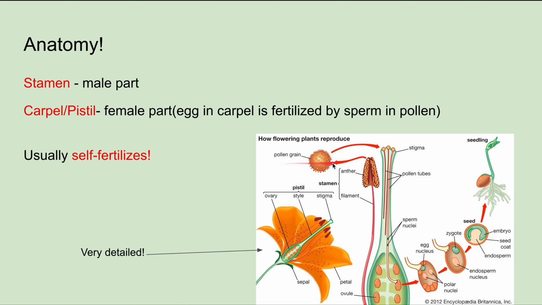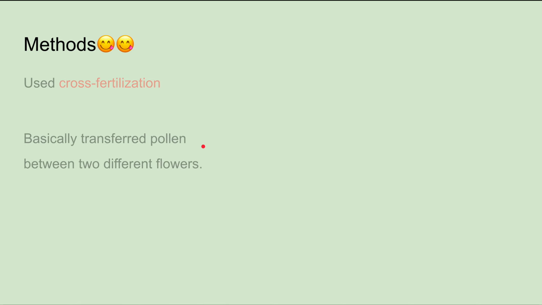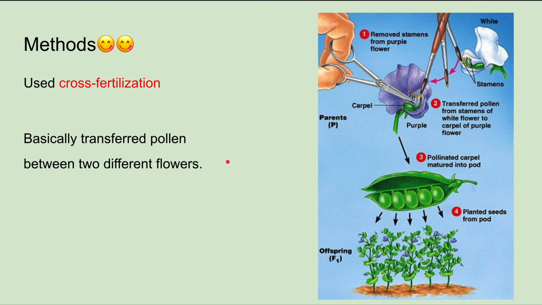Here's a diagram that goes into very detail on each part of the flower. We have the pistil and we have the stamen. It is also important that pollen is the sperm of the flower, and the eggs are in the ovaries, like female humans have. So, what did Mendel use as his method? He used cross-fertilization, which basically means that he transferred pollen between two different flowers to create that diversity.